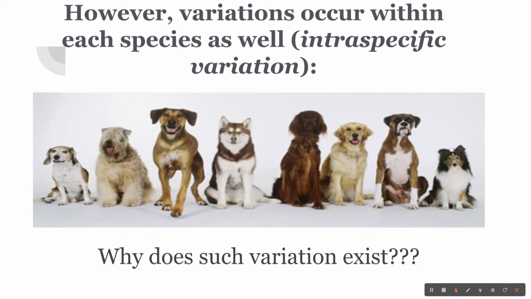However, variations occur within species as well. So these different types of dogs. So that's intra, within each species itself, basically. These dogs would be a good example. But why does it exist even? That's what we'll get into now.